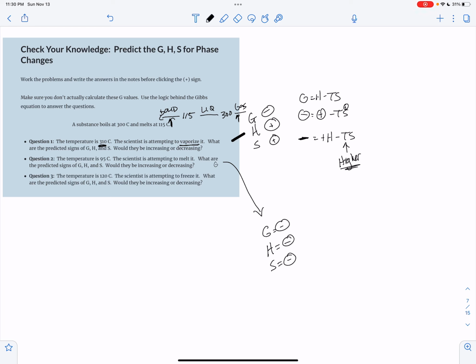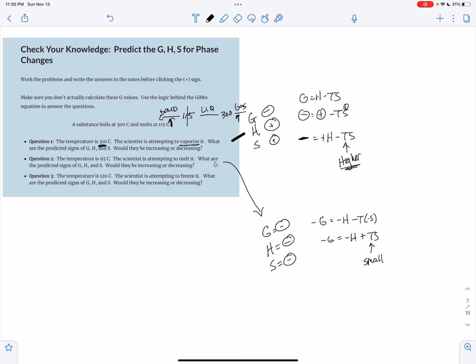And so we've got negative G equals negative H, and it would be minus T times negative S, so that becomes negative G equals negative H plus TS. And so basically what we're saying is that as long as this is small enough, meaning below that phase change point, as long as that's small enough, the H term will dominate.